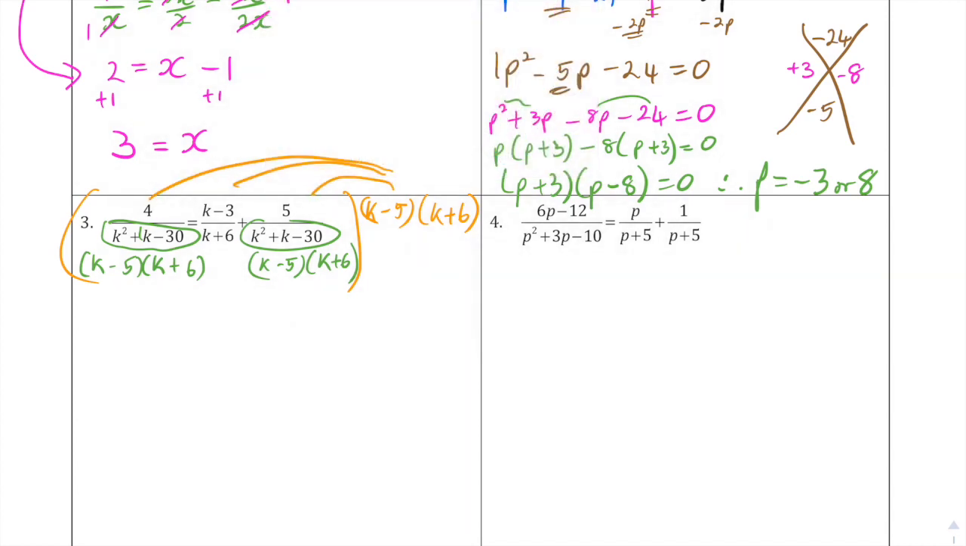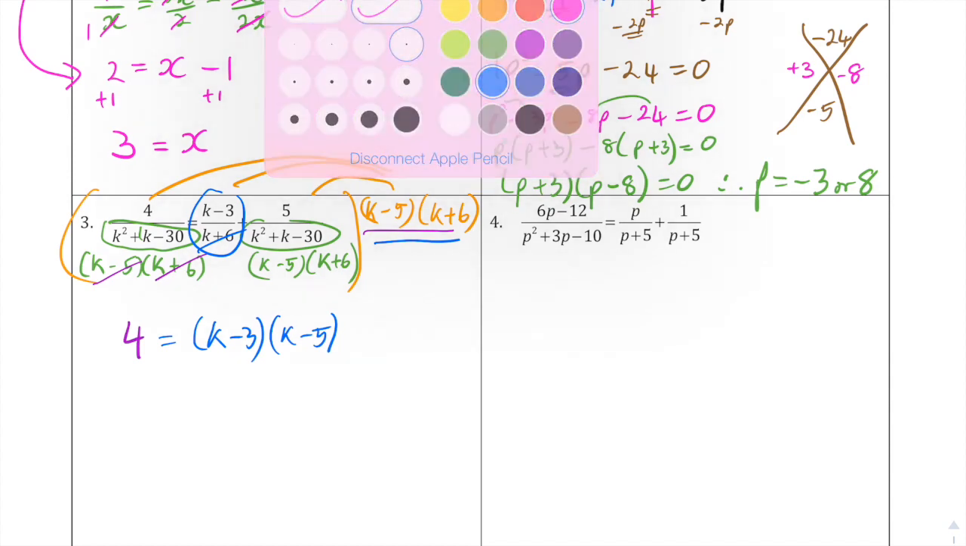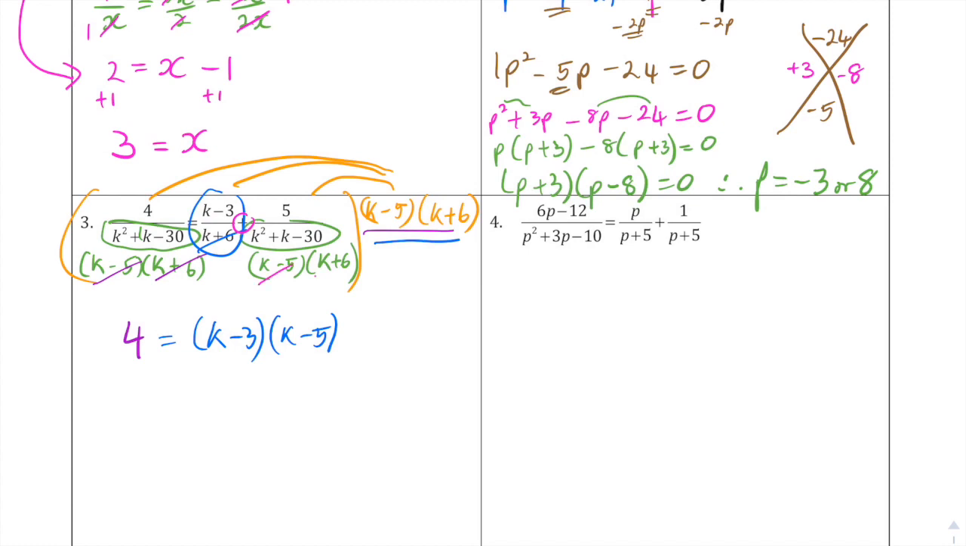So I'm going to multiply each of my 3 fractions by the lowest common denominator, and I will be left with, in this case, both of those will cancel, and you will be left with just 4. In the case of k minus 3 over k plus 6, the k plus 6 will cancel, and I will be left with k minus 3 multiplied by k minus 5. And finally, for our third term, we have both of those terms cancelling with the LCD, and I will just be left with plus 5.